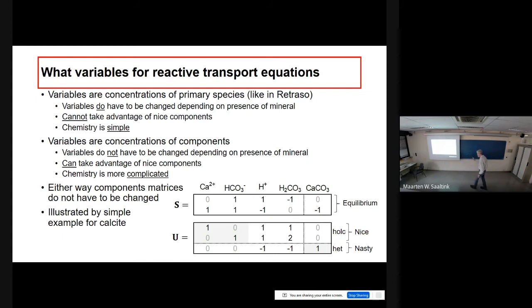Now, another option is to use the concentration of components, the total calcium concentration. And actually, variables do not have to change. We can take advantage of the nice components, and the chemistry becomes a little bit more complex.